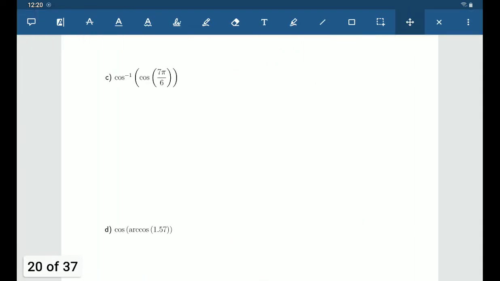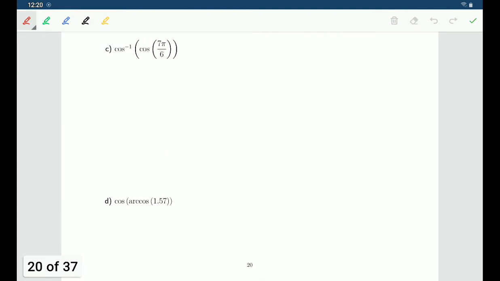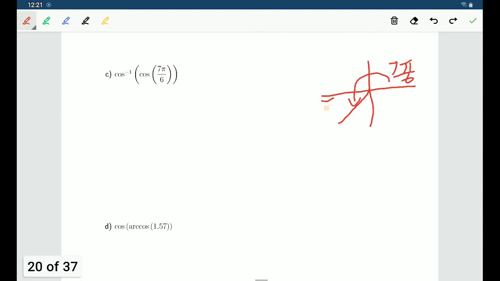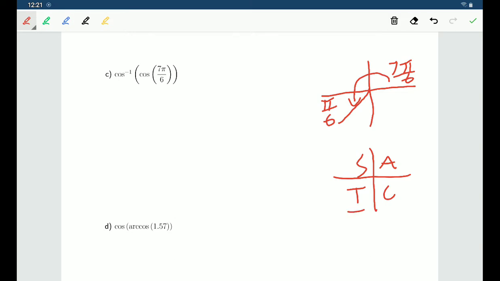Now, for something like 7 pi over 6, which I'll just do a quick little sketch here, pi is the same thing as 6 pi over 6, so 7 pi over 6 should be a little bit more than pi. And if pi is the same thing as 6 pi over 6, then 7 pi over 6 should be pi over 6 past the x-axis. So in other words, our reference angle should be pi over 6. Now that means that we are in quadrant 3, and in quadrant 3, cosine is negative.